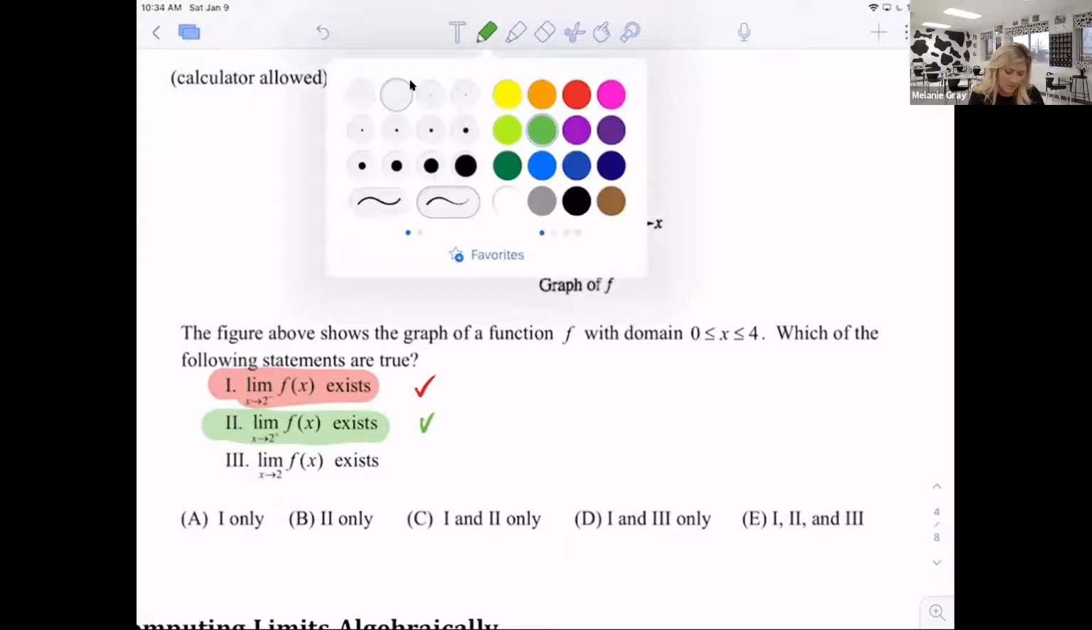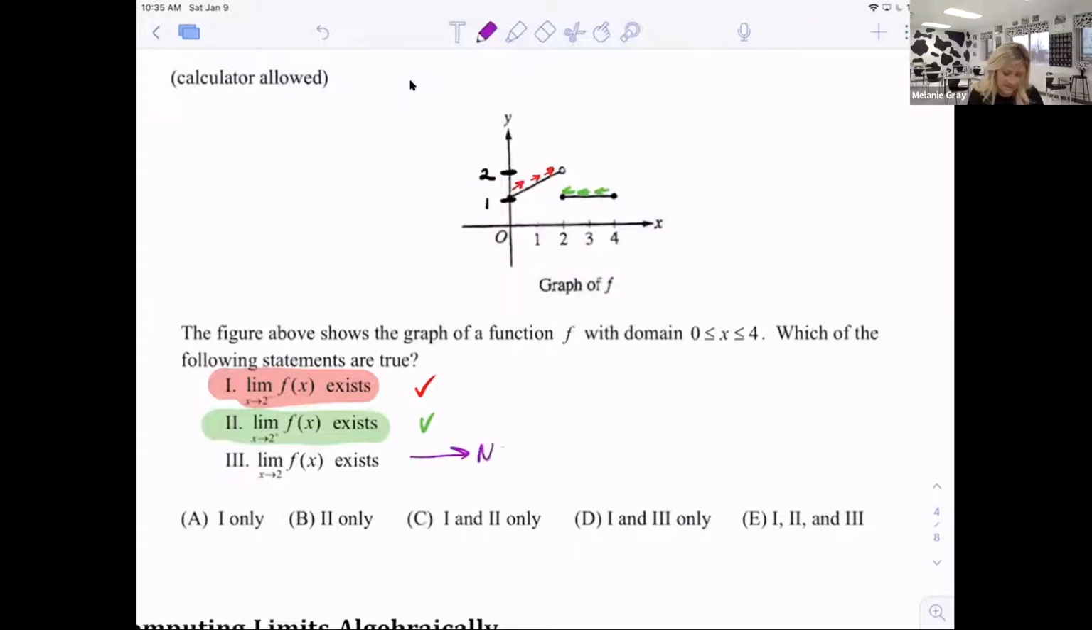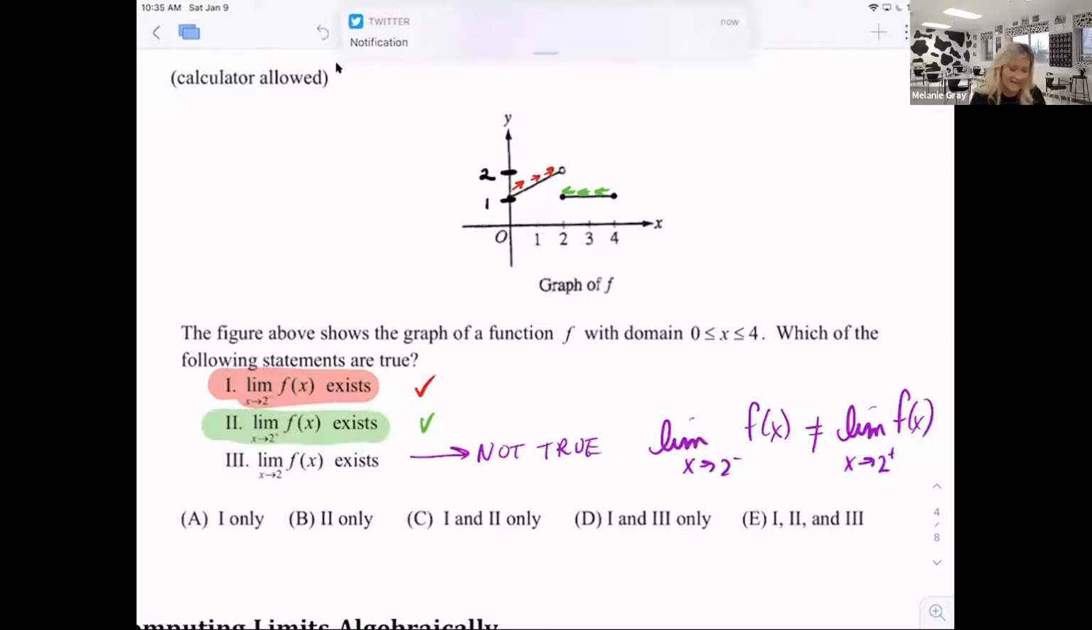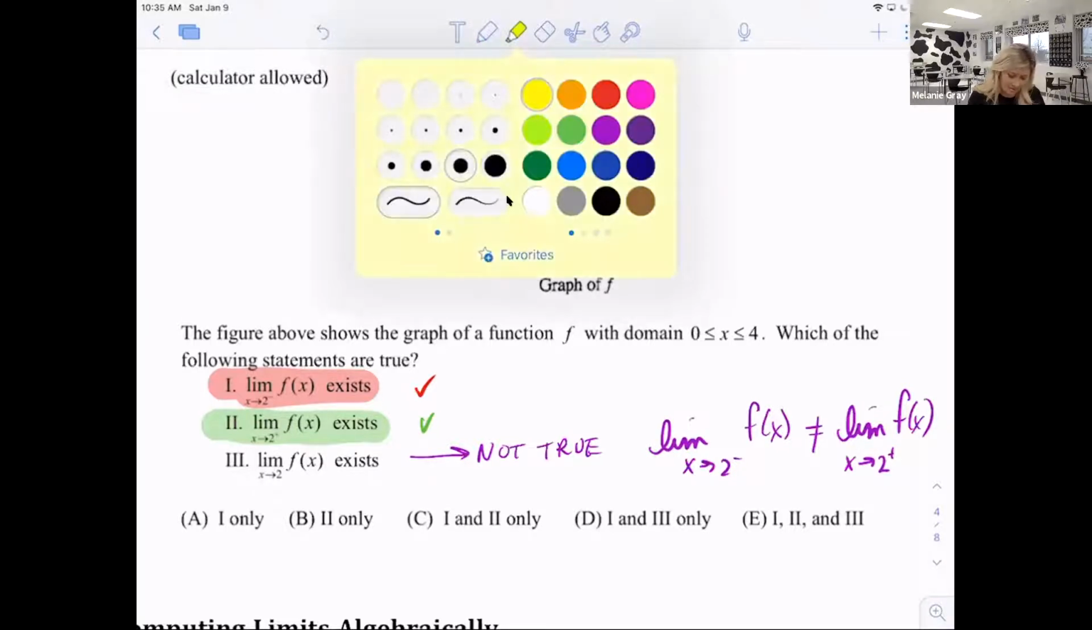The reason that 3 is not true is, again, because for the limit as x approaches 2 to exist, the limit from the left-hand side of f of x has to equal the limit from the right-hand side of f of x. And in this case, it doesn't. With the y values that I've added there, from the left-hand side we're approaching 2. From the right-hand side, we're approaching 1. Since those values are different, the limit does not exist as x approaches 2. So this answer would indeed be C.